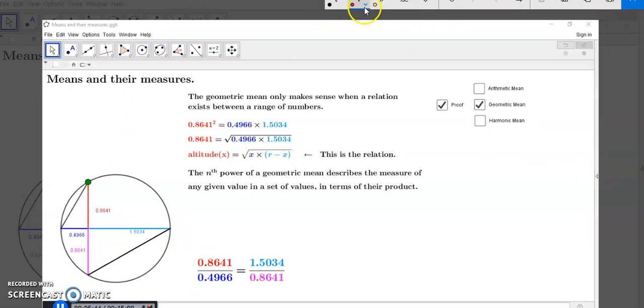So if you were able to, let's see if I can do that. Yeah, extend that triangle like that. Of course, I'm not drawing it exactly correctly. And then also this line here, like so. Okay, and then like that, and like that. And of course, within the circle, you can find the third power of the geometric mean.